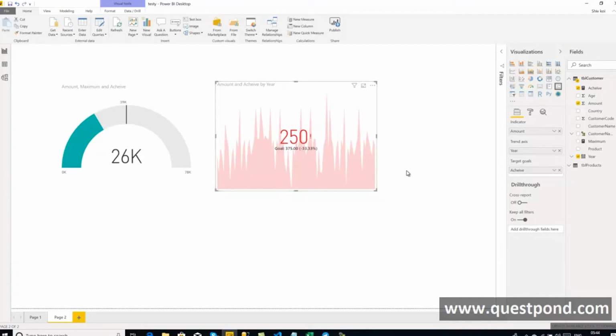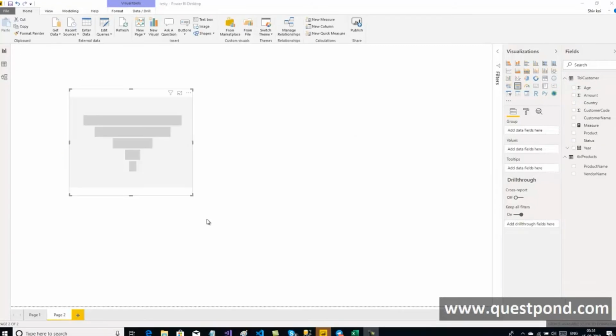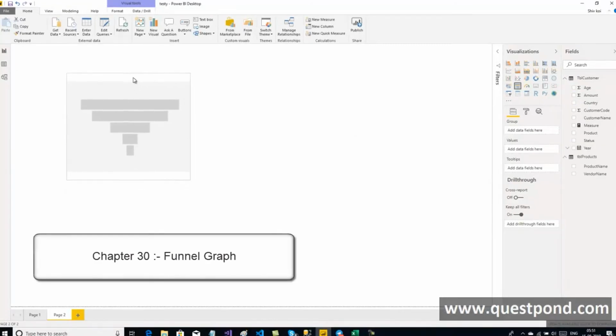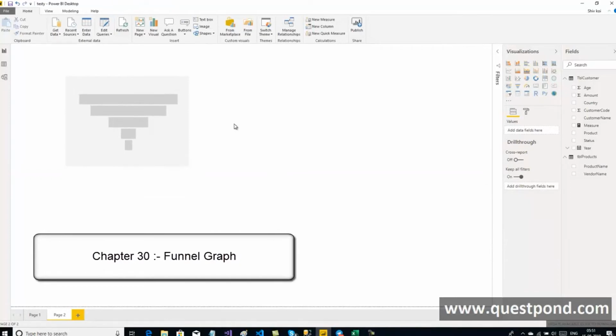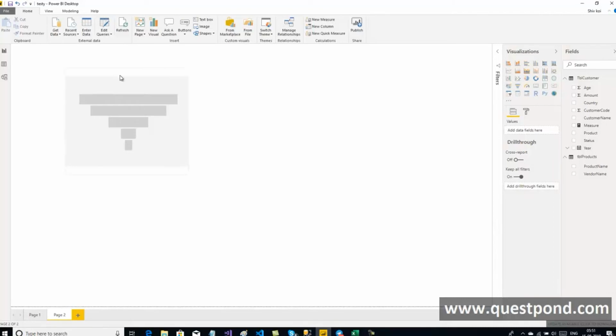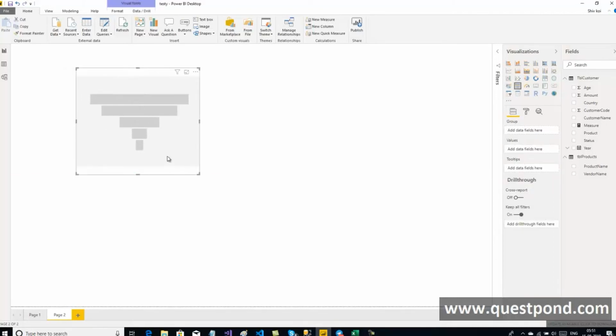So this key performance indicator only concentrates on two things: how much you want to achieve and how much you have achieved. One of the other visualization components, which is very useful, and when the need comes, this component just actually shines, is the funnel graph. So you can see here at the right hand side, I have dragged and dropped this funnel graph out here, and it looks something like this.